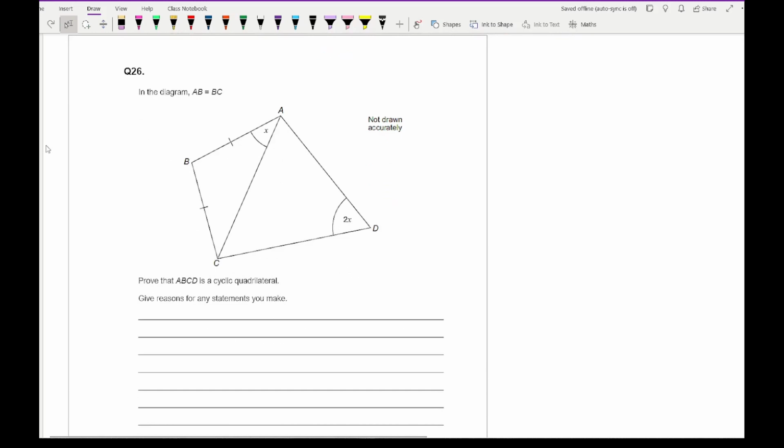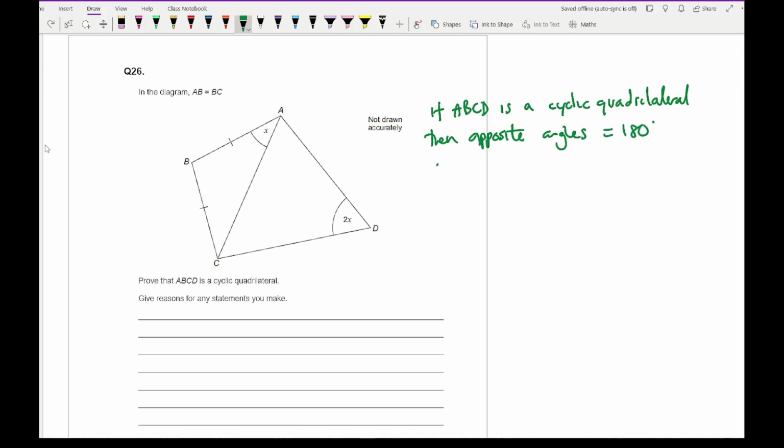Moving on to question 26, it says in the diagram AB is equal to BC, and it says prove that ABCD is a cyclic quadrilateral. So if ABCD is a cyclic quadrilateral, then opposite angles equal 180 degrees. So therefore, angle CBA plus ADC equals 180 degrees. So this is the proof that I'm going to be using.